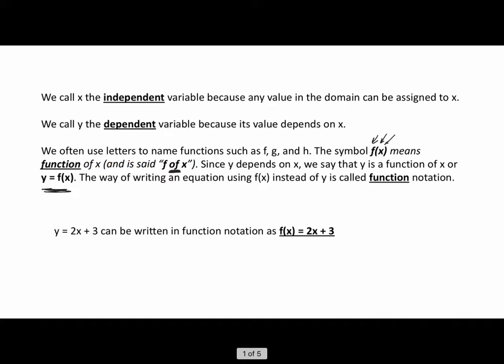The way that we write an equation using f of x instead of y is called function notation. So if I had a line y equals 2x plus 3, I can write that in function notation because that is a function. It would be f of x equals 2x plus 3. So instead of y, we just put f of x.